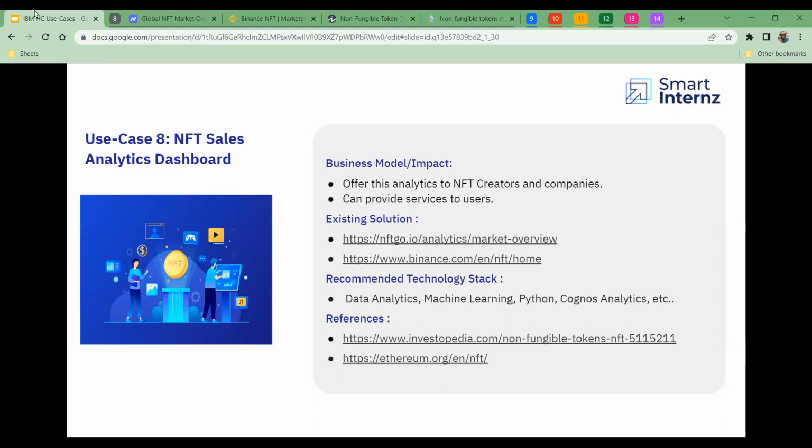So you will understand why NFTs boomed in the previous years and why it's becoming tough for people to choose, because we are putting hard-earned money into something that is in a digital format. So that's becoming difficult for people. So how can we make it a simple choice for people so they can choose and buy NFTs? So that's about the NFT sales dashboard. So let's look into the next use case.